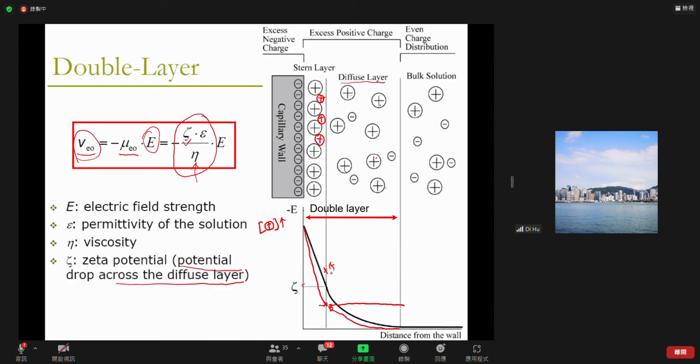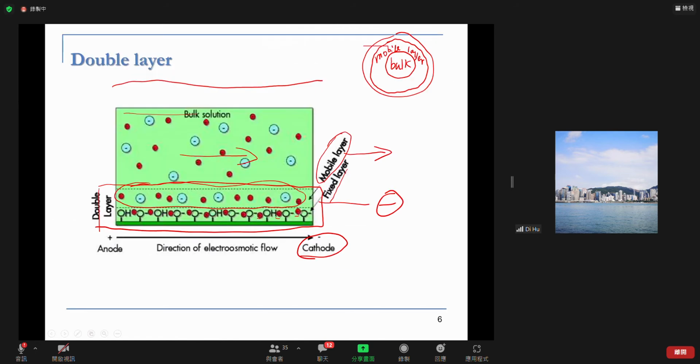Okay, now do you understand now? Because then more to neutralize, and then so the potential drop in the fixed layer will be more. And then, so that's why I would call this one prime. So the zeta potential then will decrease because the pressure drop across diffusion layer now will be less, right? Okay, so easy to understand.